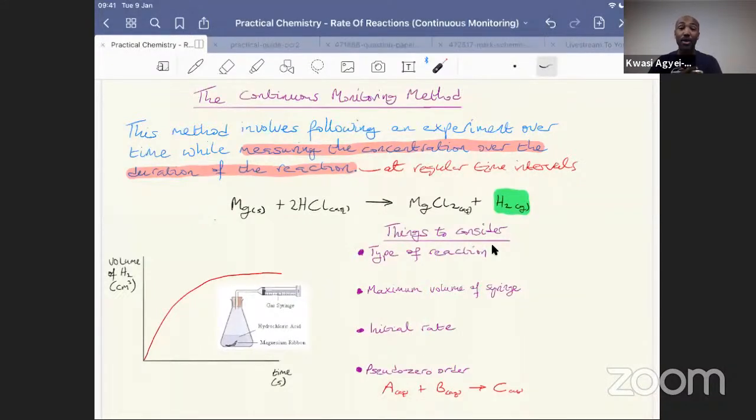Okay, so in this case, the method would be to use a gas syringe to allow us to accurately measure the volume of gas being produced at any given time. Okay, so the type of reaction where you would use a gas syringe.